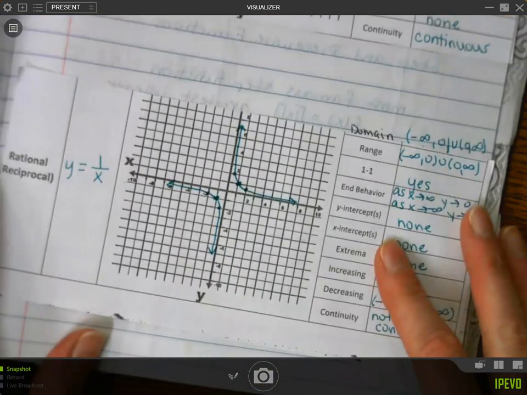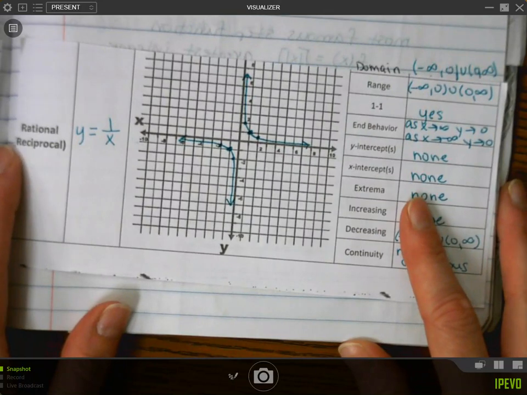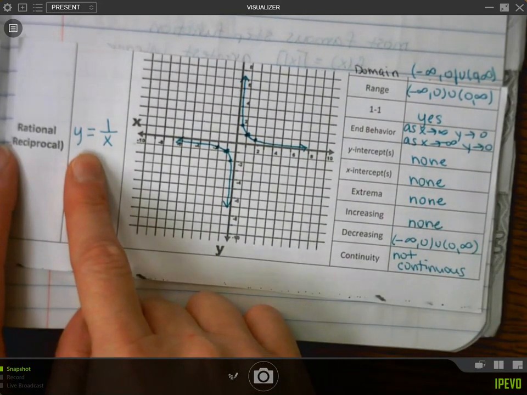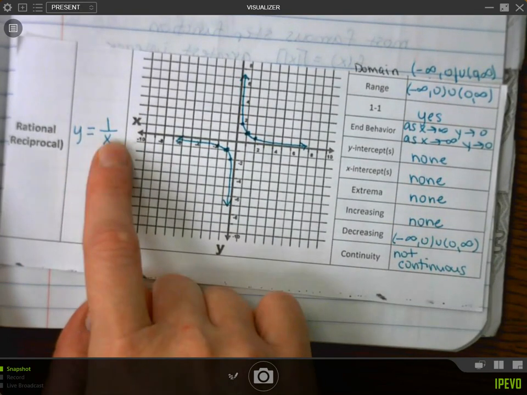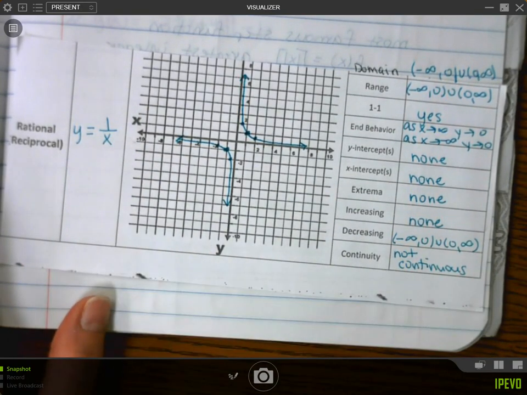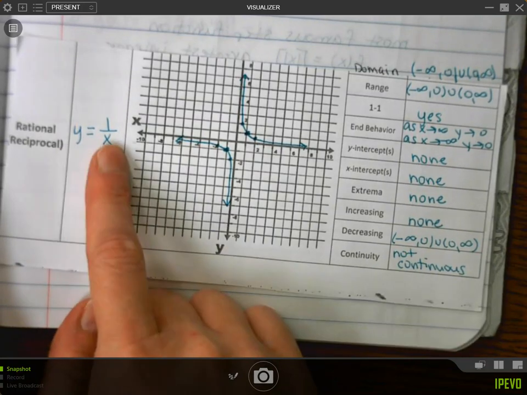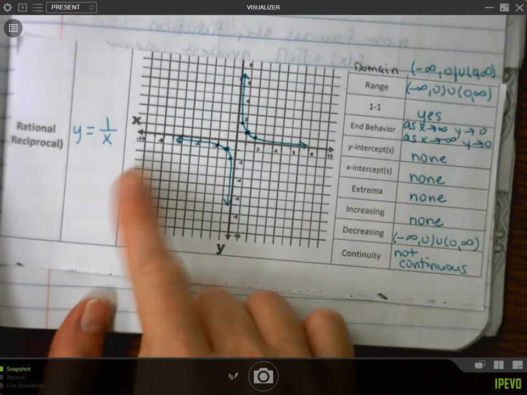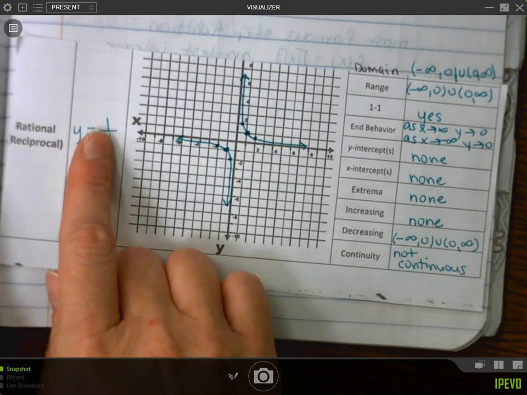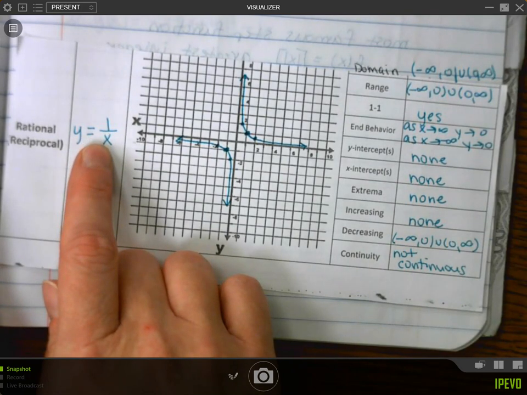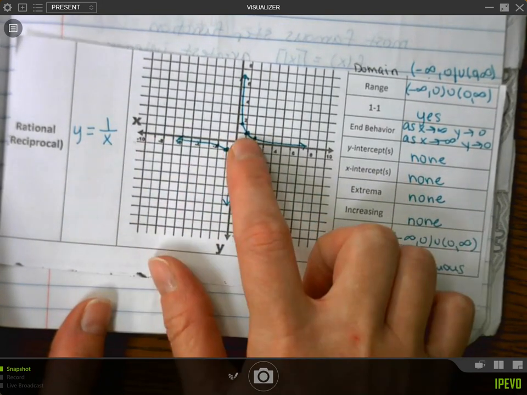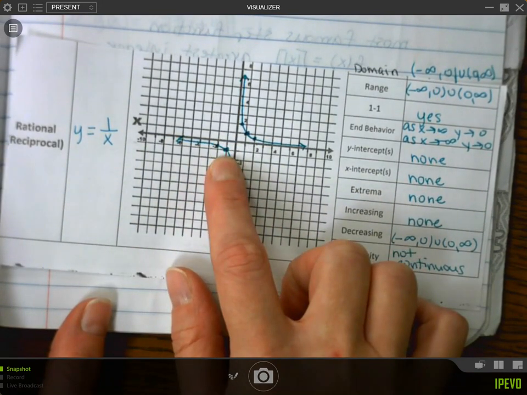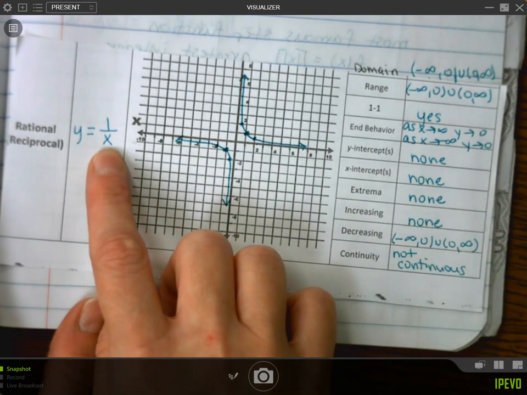All right. A rational function. We have y equals 1 over x, known as the reciprocal function. Any function that has an x in the denominator would be considered rational. So what happens here is, let's say we put in a negative 2. That would be negative 2, negative 1/2. You put in negative 1 for x, you'd be at negative 1, negative 1. We put in 0 for x, we're undefined.